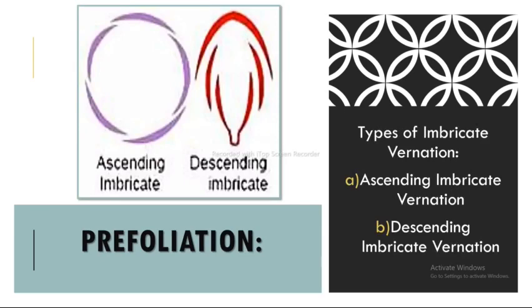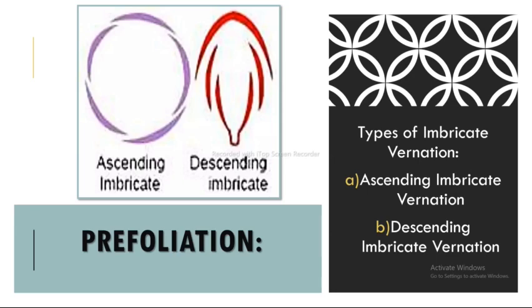So next I am going to discuss the types of the imbricate vernation. The first type is the ascending imbricate vernation, and the second type is the descending imbricate vernation. First I will discuss the ascending imbricate, and then the descending imbricate. In the imbricate vernation, both margins of one petal are covered by the other two petals, and both margins of another one cover the rest. The rest are arranged in a twisted manner.